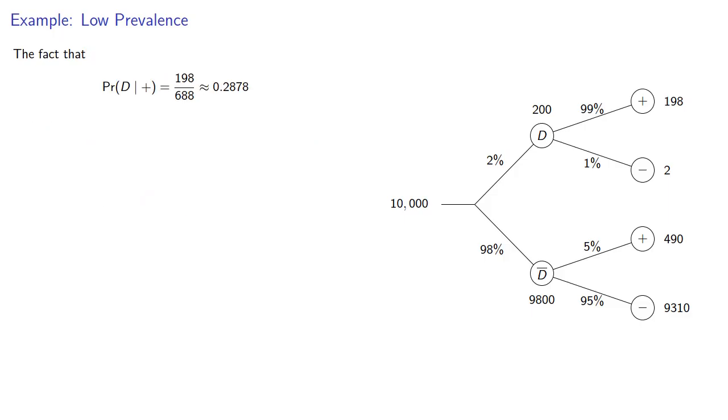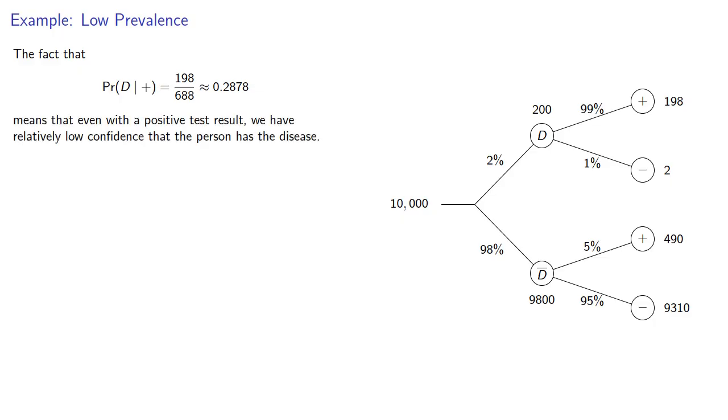Now, the fact that the probability a person has the disease given that they tested positive is pretty low means that even with a positive test result, we have relatively low confidence that the person has the disease. It's worth noting that the unconditioned probability a person has the disease is 0.02. So even though this probability is low, we are more confident with a positive test result that they have the disease.